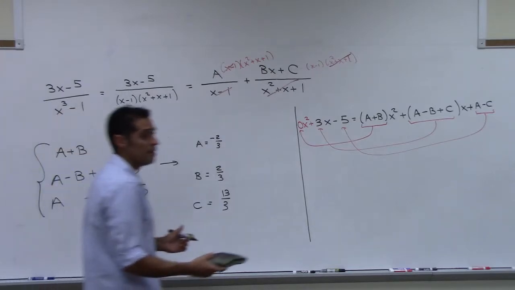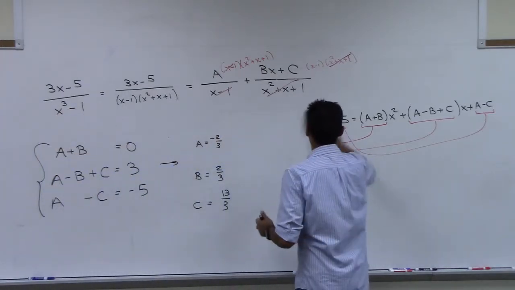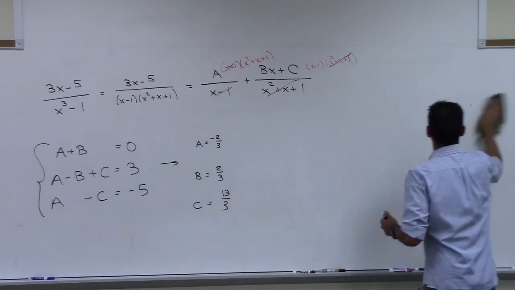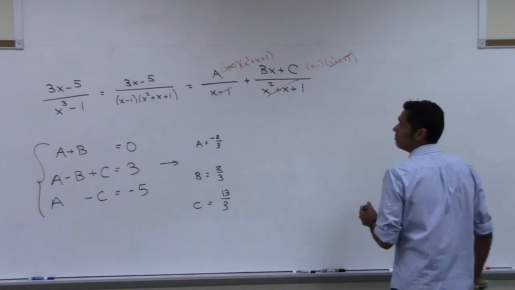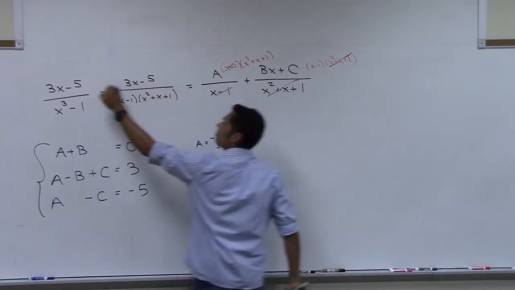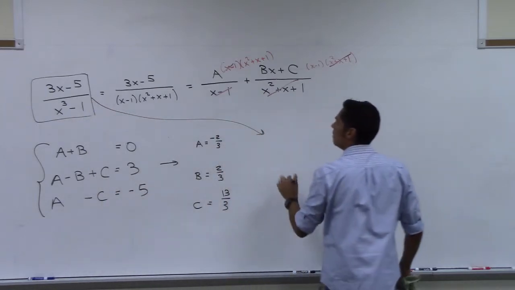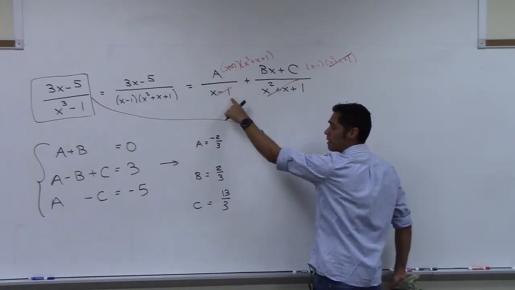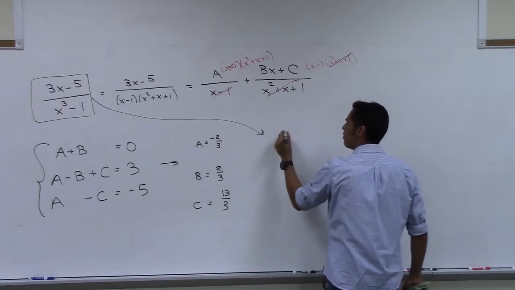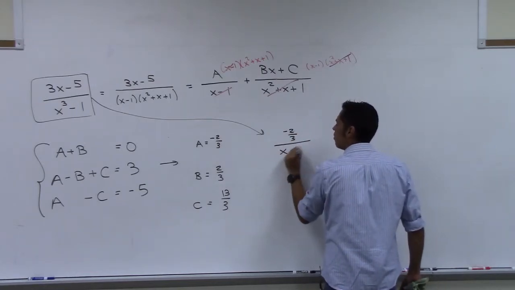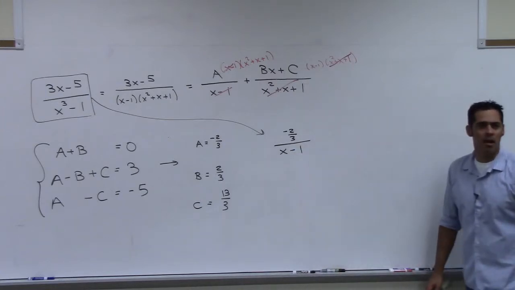But we need to write down the final answer. It's going to look kind of weird. The final answer is that this right here, its partial fraction decomposition, is A over x minus 1. A was -2/3, so watch how I write this. -2/3 over x minus 1. I know that looks strange, but that's the way I'm going to write it.